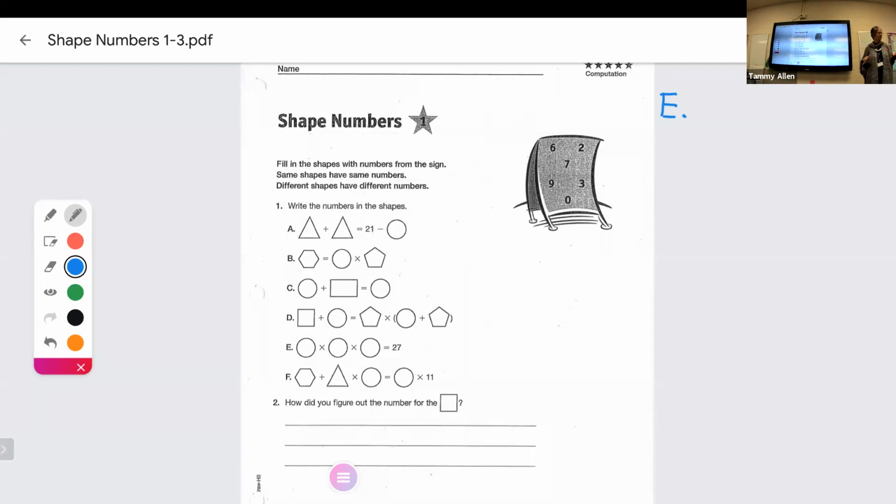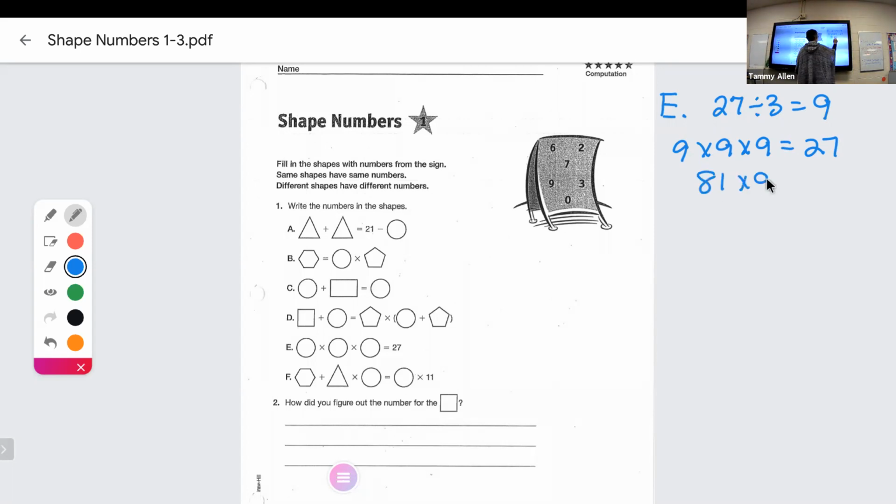Thank you. Divide 27 by 3. Okay, she thinks we're going to divide 27 by 3. And that gives us 9. So she thinks we're going to do 9 times 9 times 9 equals 27. Let's take a look at that. What's 9 times 9? 81. 81 times 9.